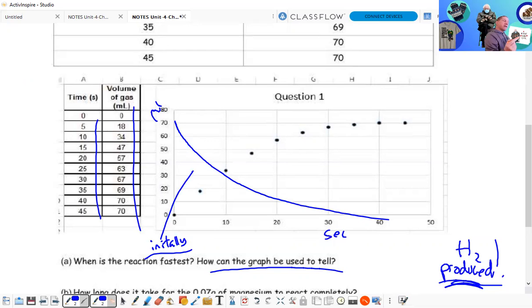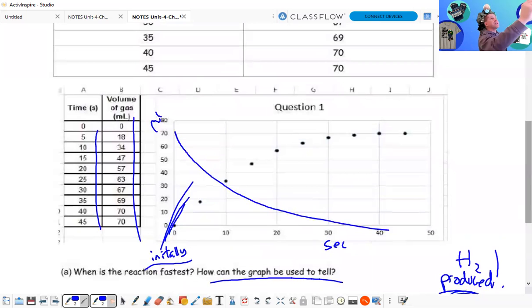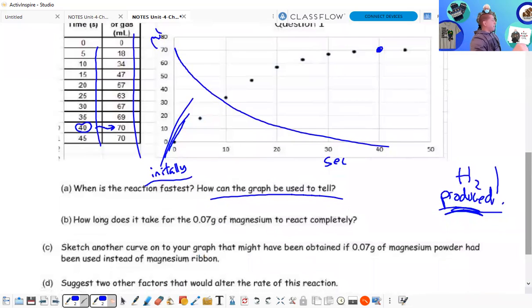Well, that comes down to the slope of the tangent line of the graph, or the derivative if you know calculus, but we don't know the equation of the line, so you can't do the derivative, so that's why we call it the slope of the tangent line, but it's essentially the same thing. How long does it take for the 0.07 grams of magnesium to completely react? Well, it's right there, where the volume stops changing. How are you going to tell in the graph? You can tell in the graph because it's flat from there, so there's no change.